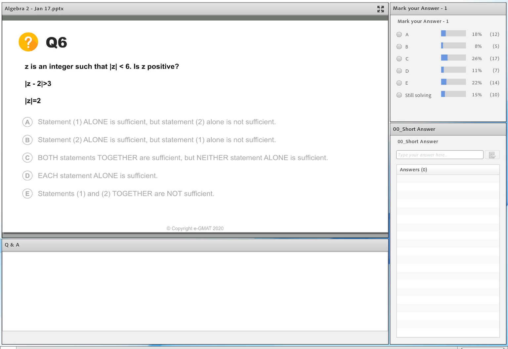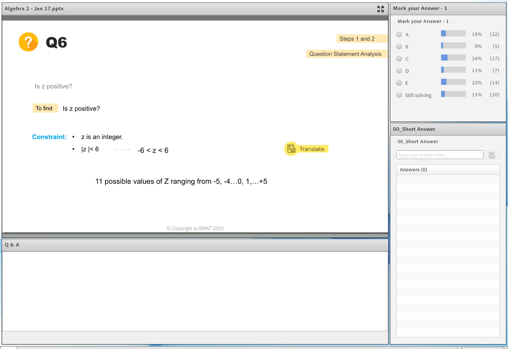So let's get to this question. Now, Z is an integer such that mod of Z is less than 6. Mod of Z should be less than 6. We need to say if Z is positive or not. Now, even before moving into the question, what we need to understand is what the question stem is giving us, right?